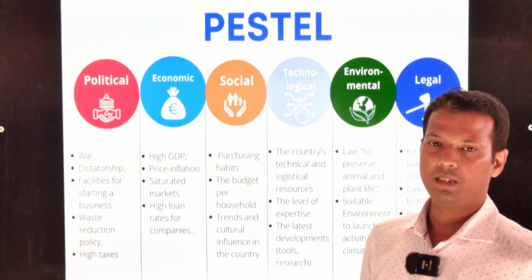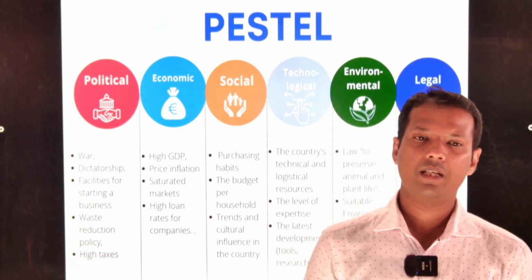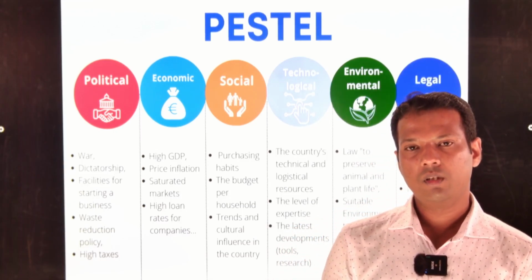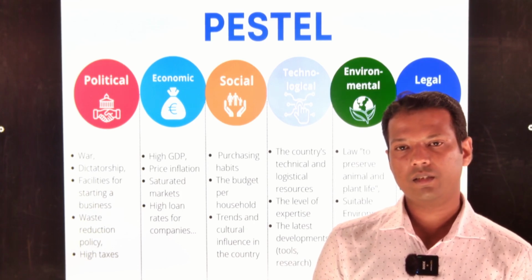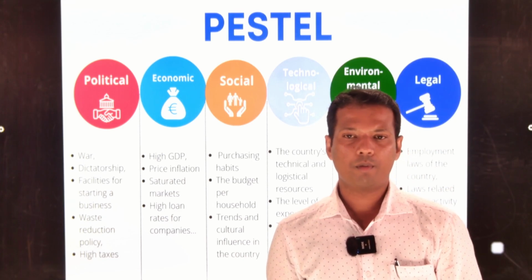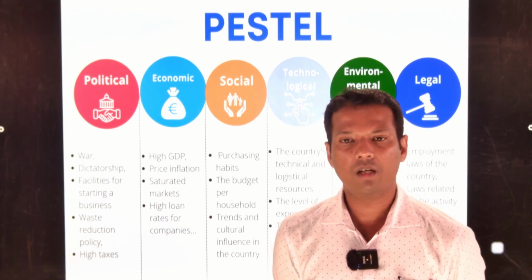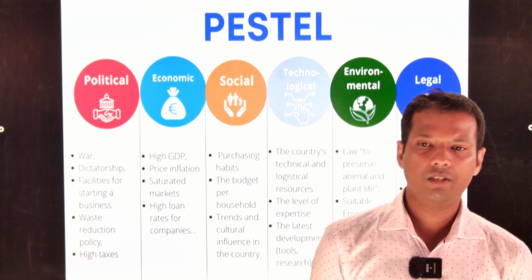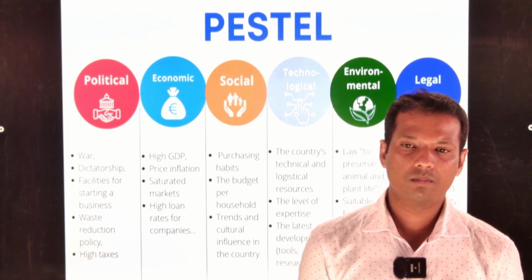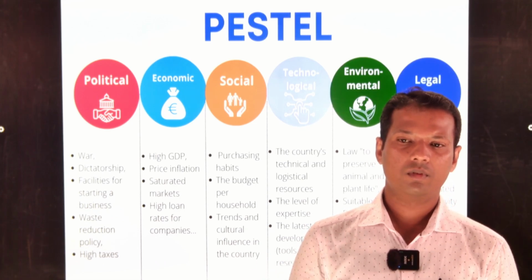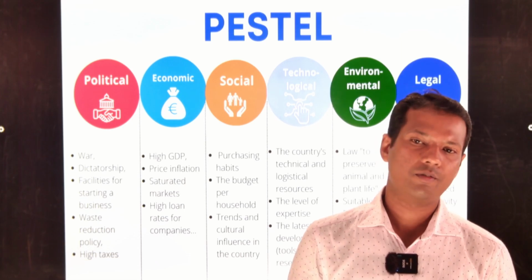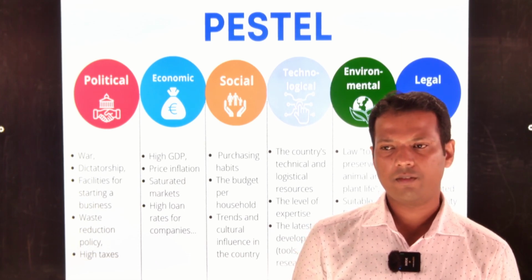Next is PESTLE analysis. PESTLE analysis means P stands for political, E for economic, S for social, T for technological, E for environmental, and L for legal. So what do you mean by political? Political means if there is any kind of war, or you see the political scenario of China. It is kind of a dictatorship.